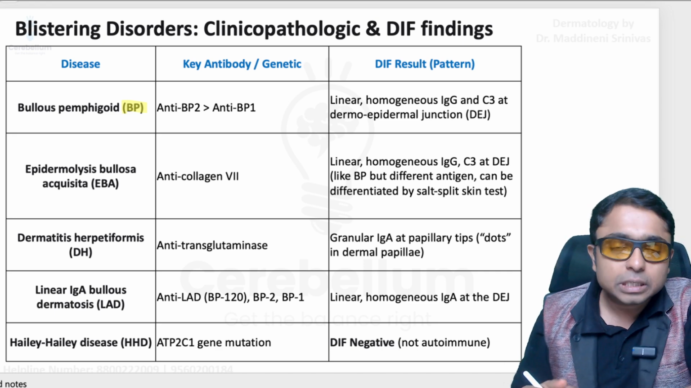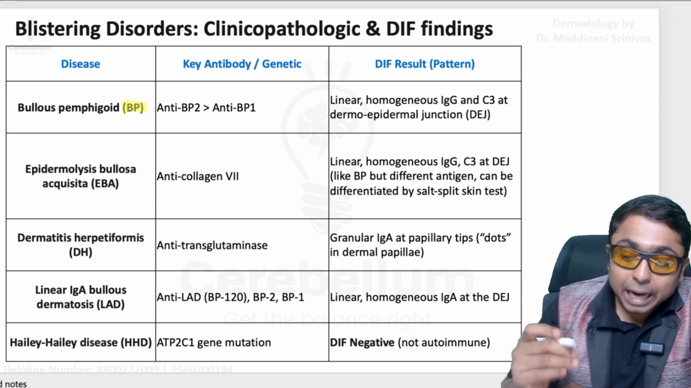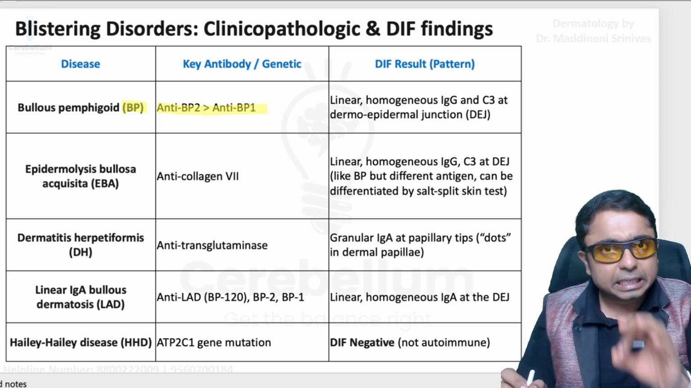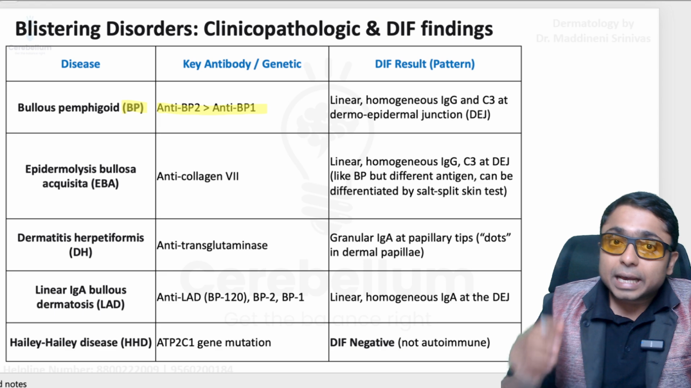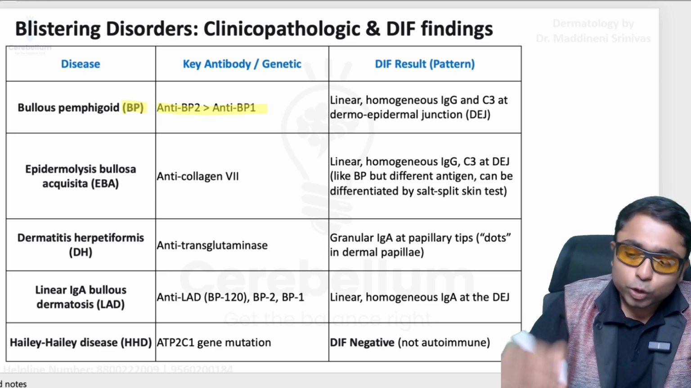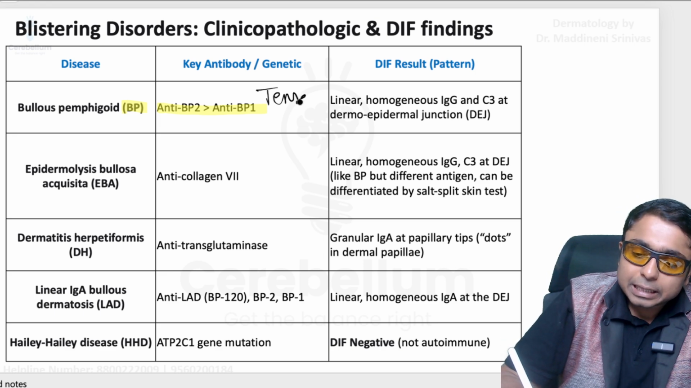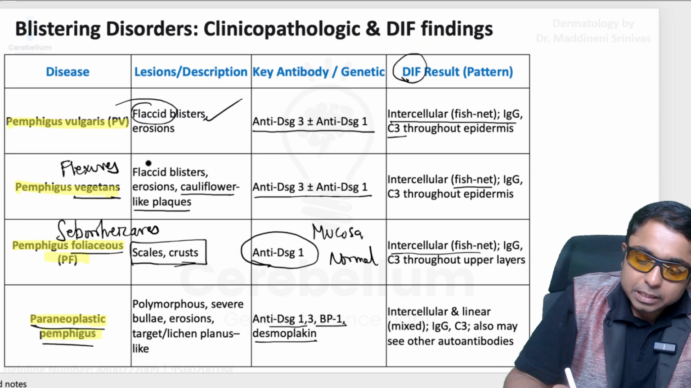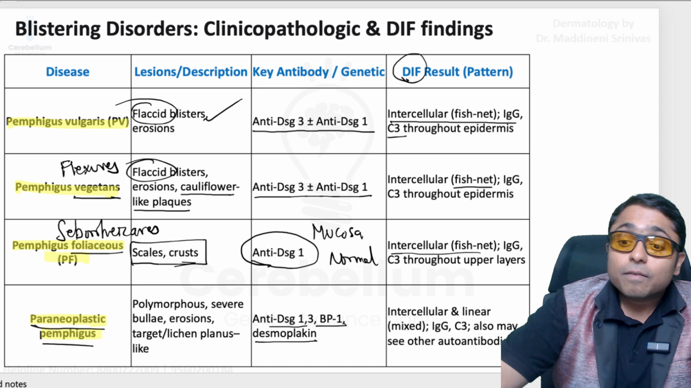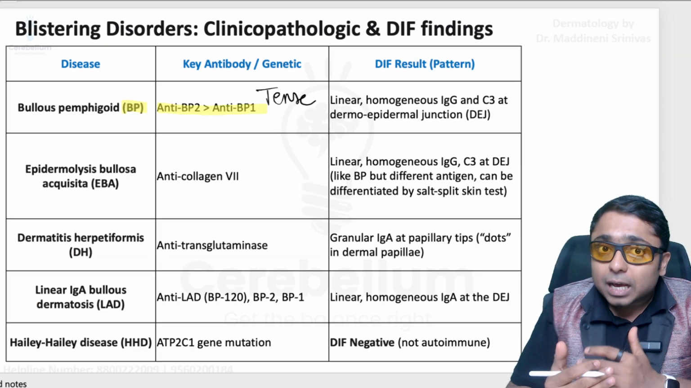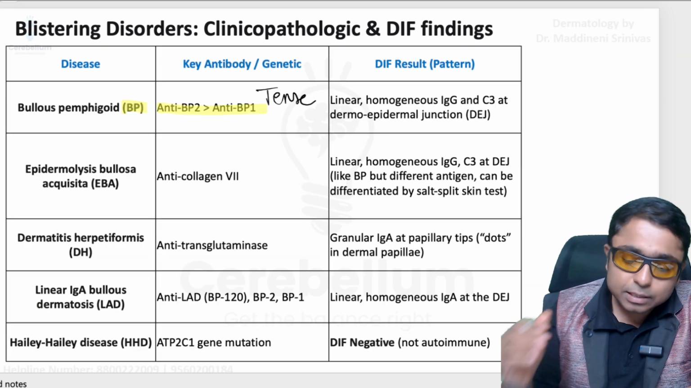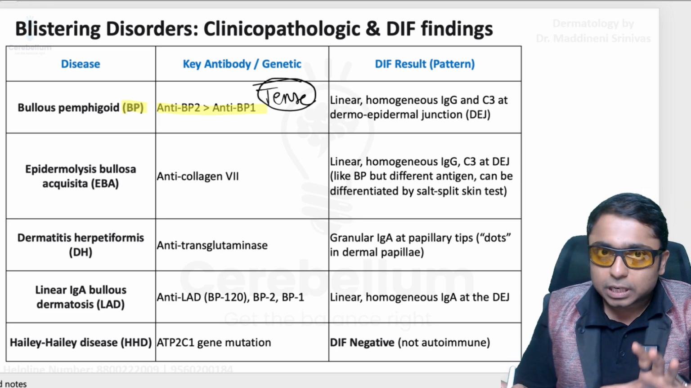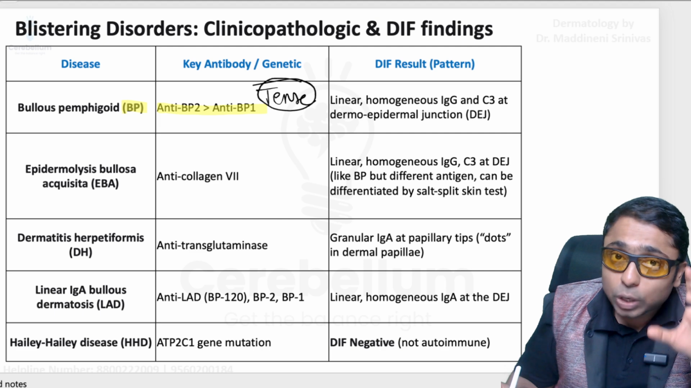In this, remember dear students, the antibodies are going to be against bullous pemphigoid antigen 2 and bullous pemphigoid antigen 1. Basically these are hemidesmosomes, and remember here the lesions are going to be tense blisters. If you remember in the previous slide, we discussed flaccid blisters, whereas here it is subepidermal, so the roof of the blister is going to be very thick. That is the reason why we are going to see tense bullae in these subepidermal blistering disorders, and especially remember bullous pemphigoid.